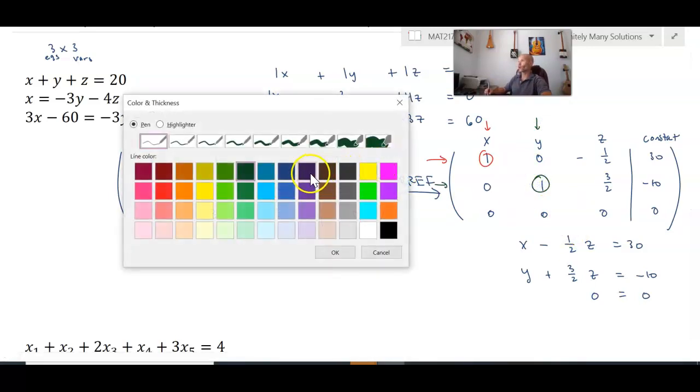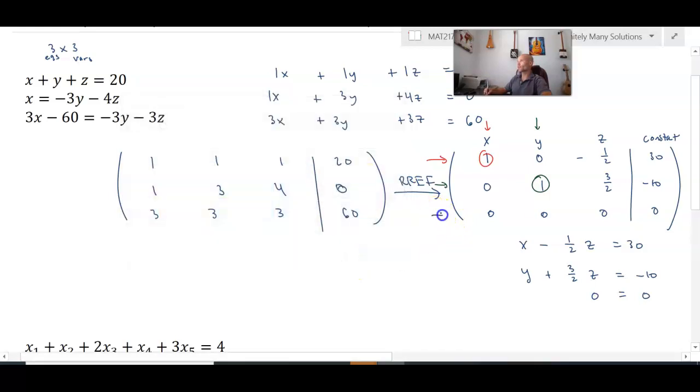Now, there's a third row, so we have to consider that third row, and we see that in the third row, there is no non-zero coefficient, and so that means that any variable that hasn't been considered yet is now free. So this is going to be a free variable.